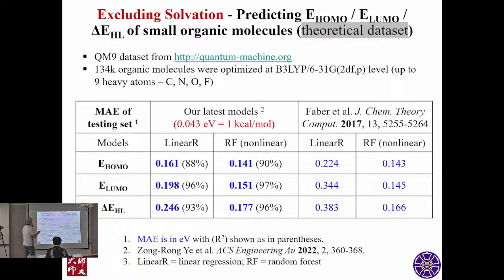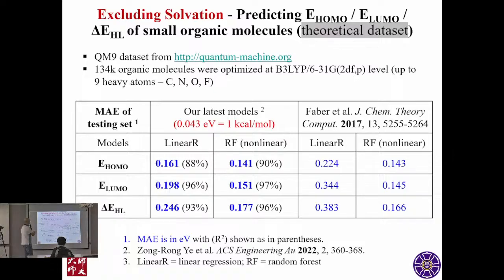Okay, so we want to examine our approach in the first task. So we switch data set. The previous task is a commercial data set with experimental property, and then we want to confirm whether our methodological development really is rigorous or not. Okay, so we switch data set. We pick this theoretical data set.